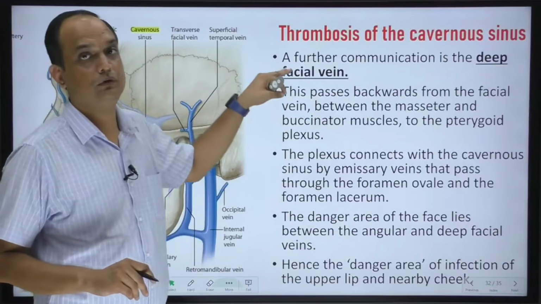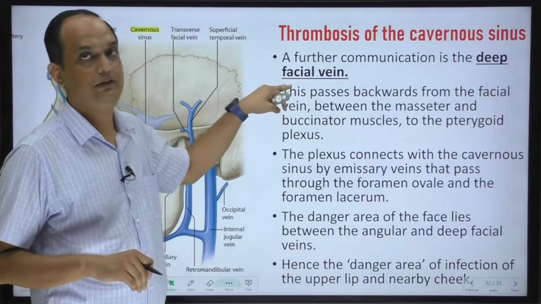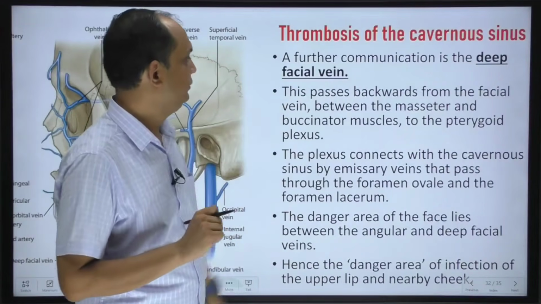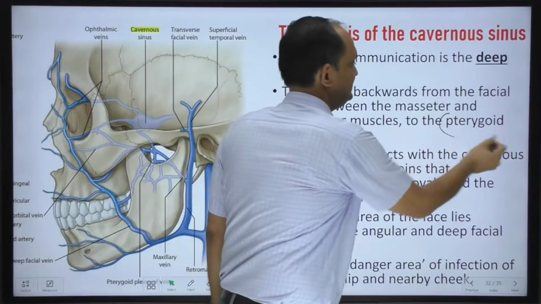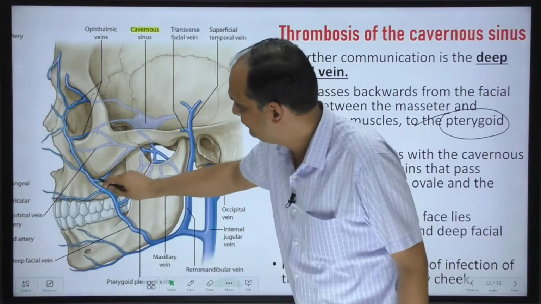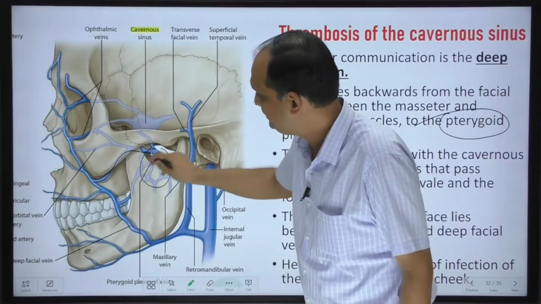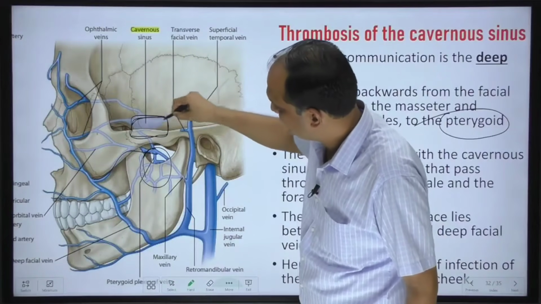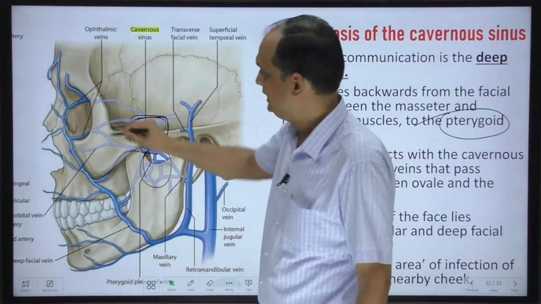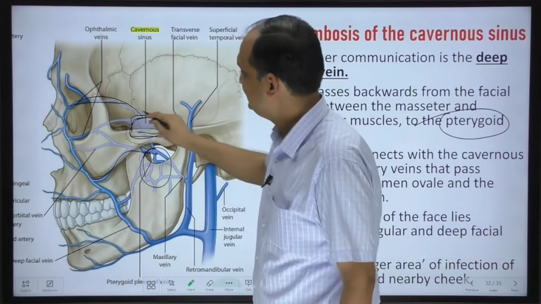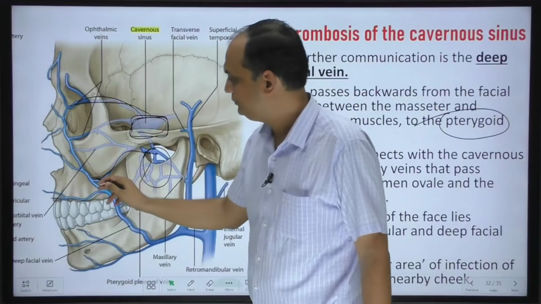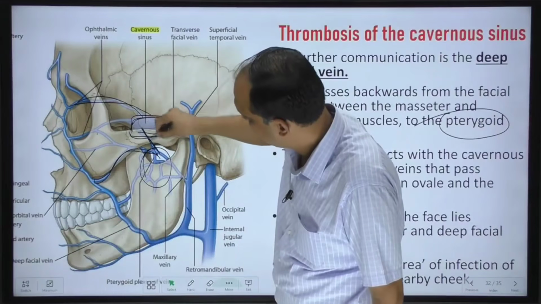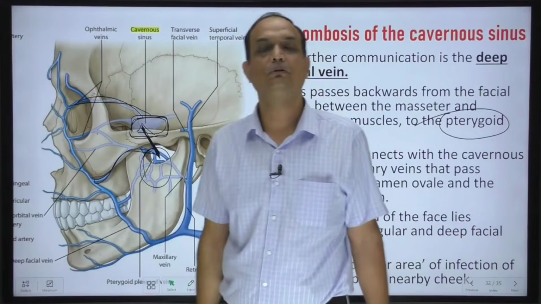Now there is also one more communication, known as the deep facial vein. This deep facial vein does not have a direct connection. The deep facial vein will go to the pterygoid venous plexus. So you have to understand that the cavernous sinus has two connections from the face. The first connection is with the help of the ophthalmic vein. The second connection is indirect, from the deep facial vein to the pterygoid venous plexus, and from the pterygoid venous plexus you have the emissary vein that will open into your cavernous sinus.